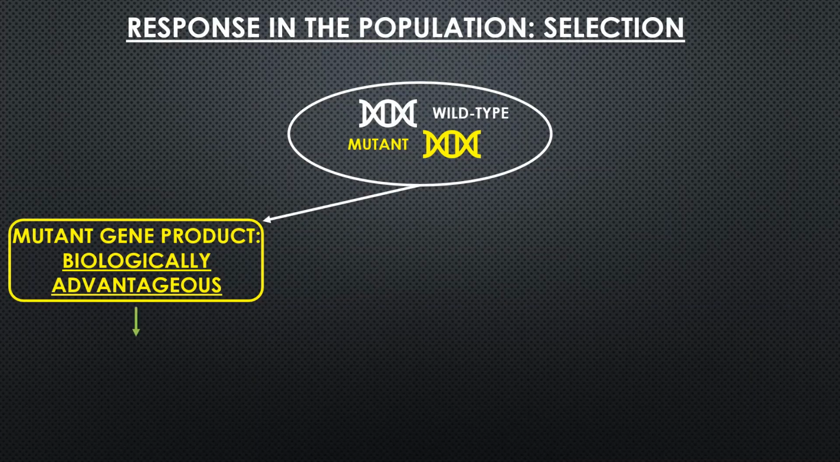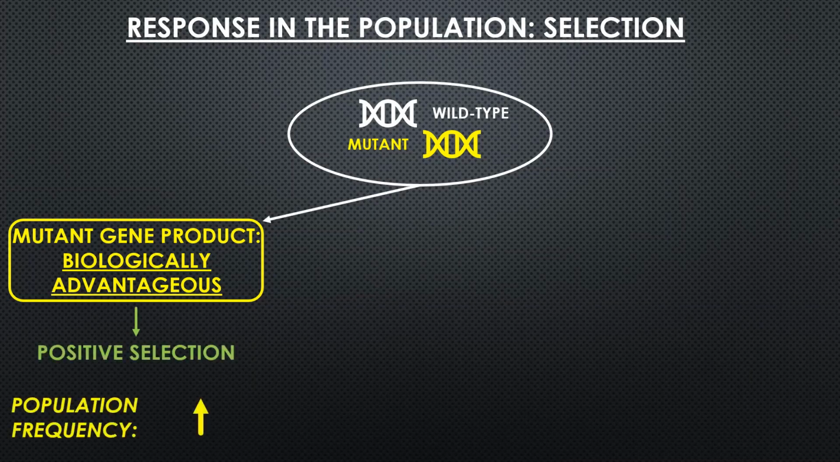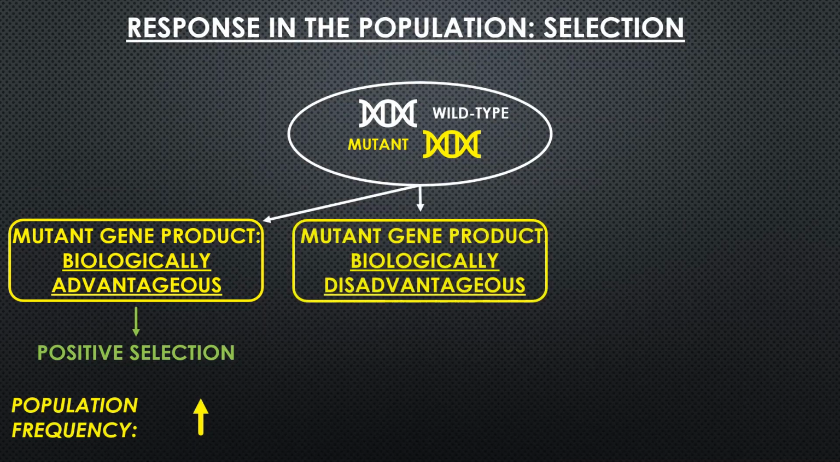In that case, we will expect positive selection, and hence the frequency of the organisms or the virus containing that gene will go up in the population. Another possibility is that the mutant gene product is biologically disadvantageous. In this case, we will expect a negative selection, and the frequency of the organisms or the virus particles containing this mutant gene will go down in the population.